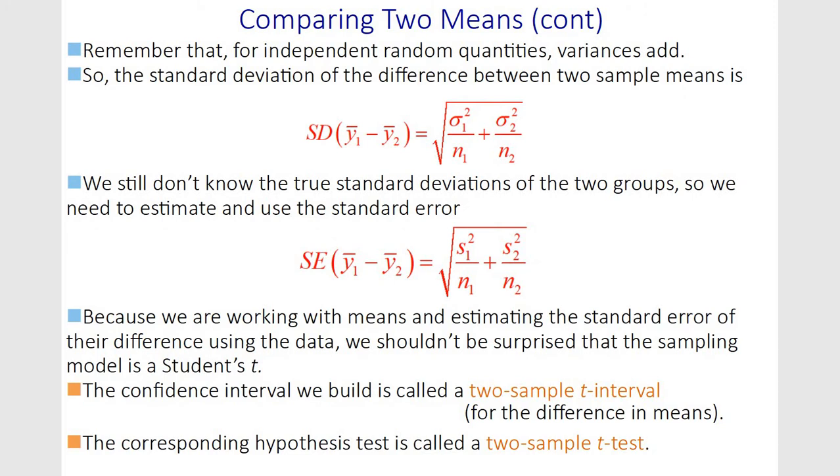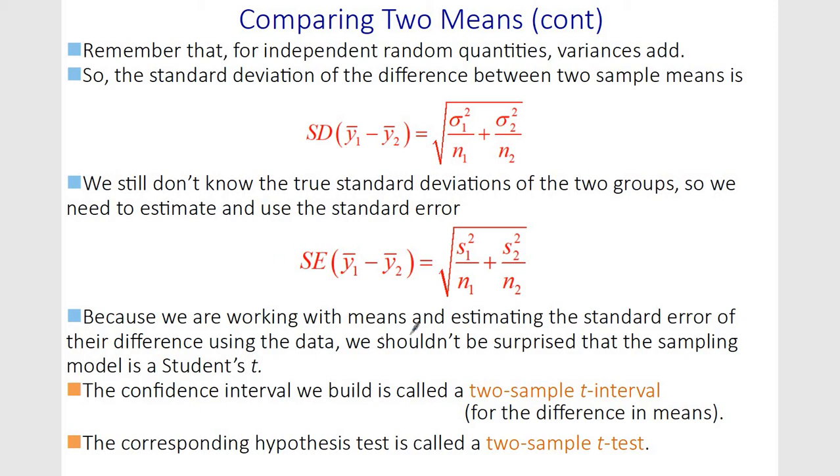We remember that for independent random quantities, variances add. So the standard deviation would be this. We still don't know the true standard deviations of the two groups, so we need to estimate and use the standard error. We're using the standard error because we don't know the true standard deviations.